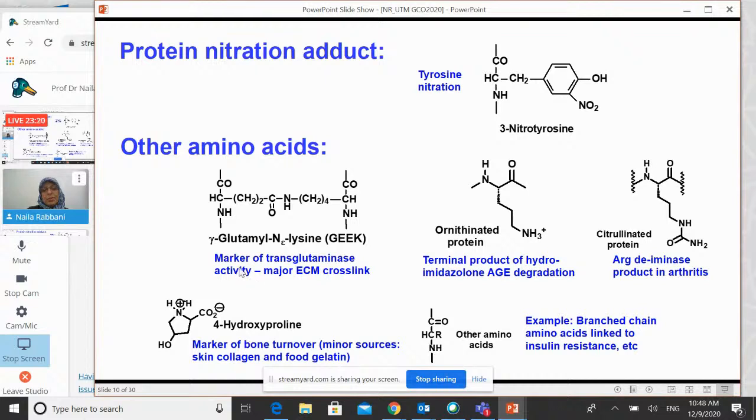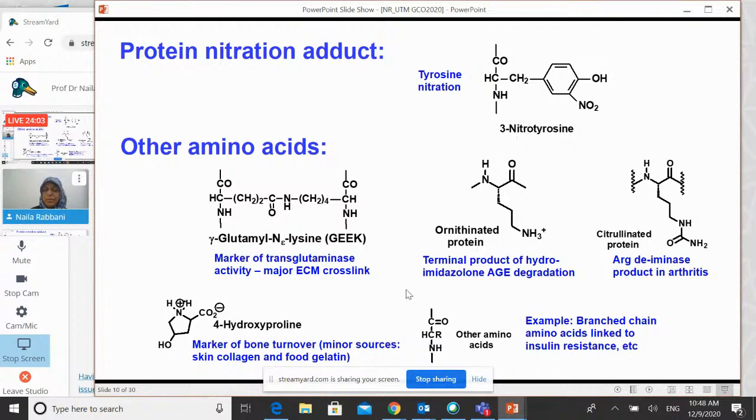There are other amino acids which report on, for example, transglutaminase activity. This is a major ECM crosslink, glutamyl lysine, and ornithinated protein is a terminal product of hydroimidazolone AGE degradation, and citrullinated protein is the arginine deiminase product in arthritis. Hydroxyproline is a marker of bone turnover. It also comes from skin collagen and food gelatin, but that is a minor source. And branched chain amino acids are linked to insulin resistance.